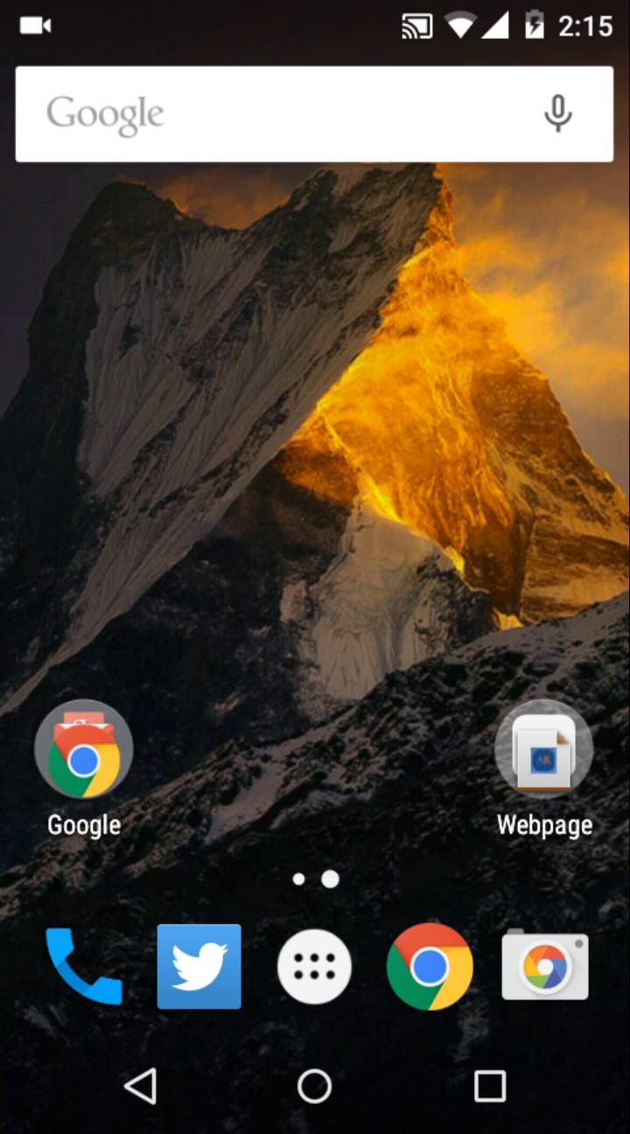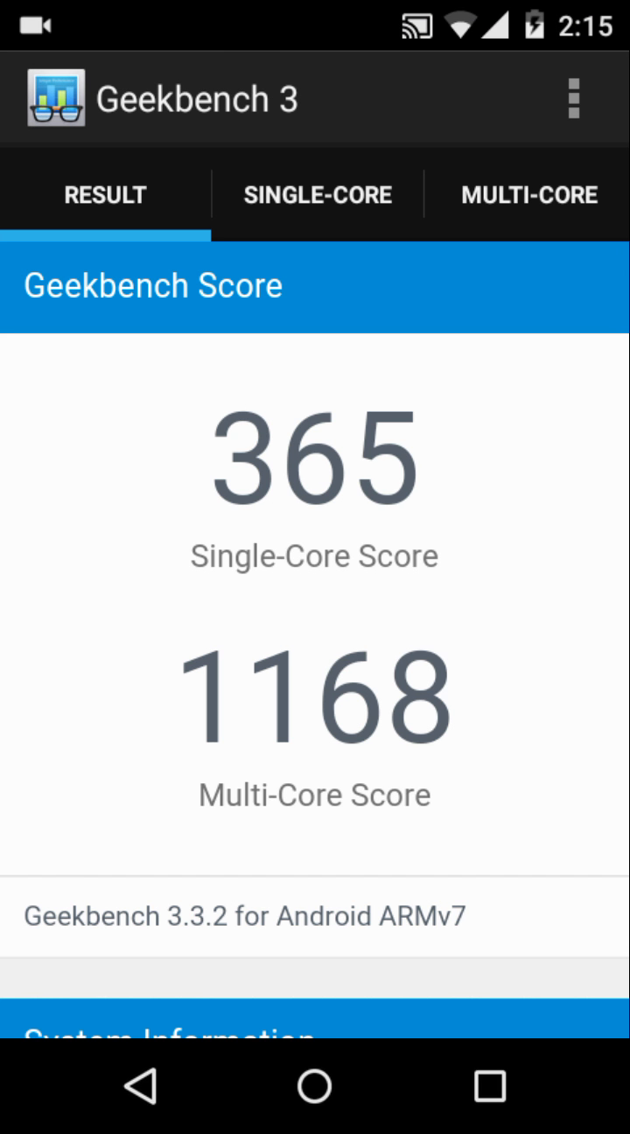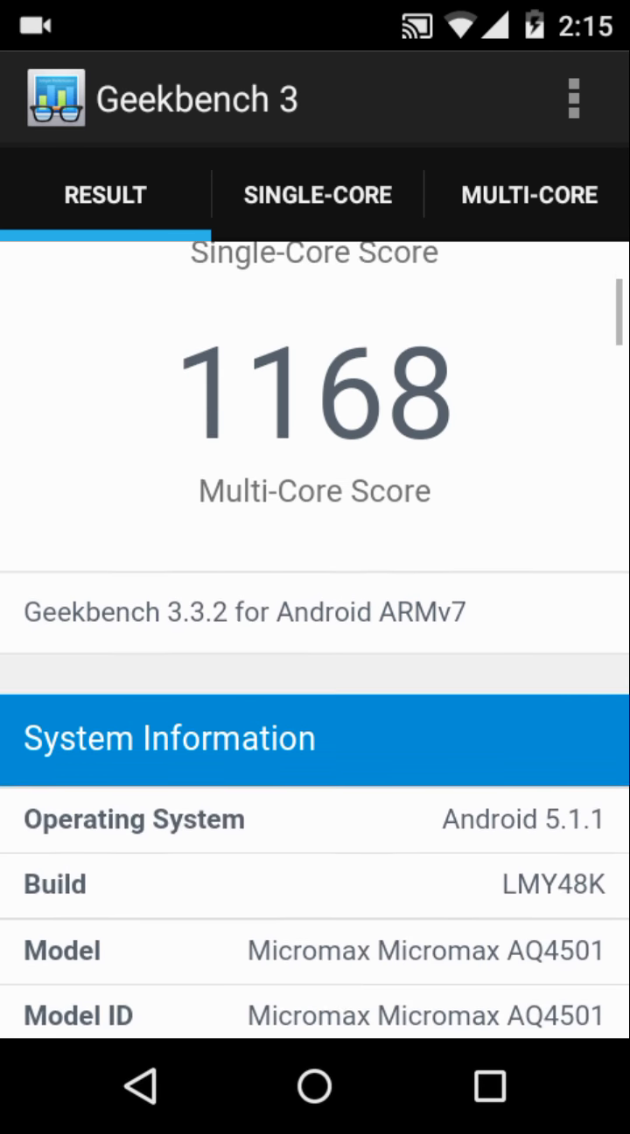So it's nearly going to be 1 year, so I thought I could run a Geekbench on how it performs after 1 year. It's not exactly 1 year, it's going to be 1 year as I said. So here are the results. It's 365 under single core score and 1168 under multi core score.